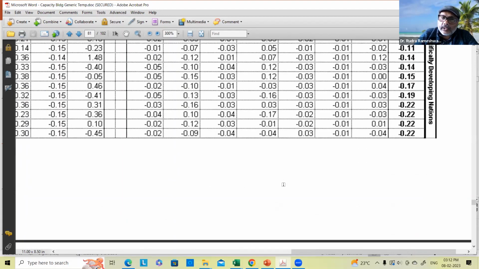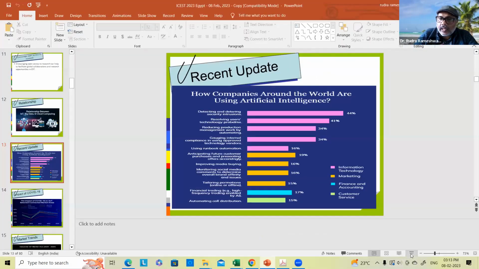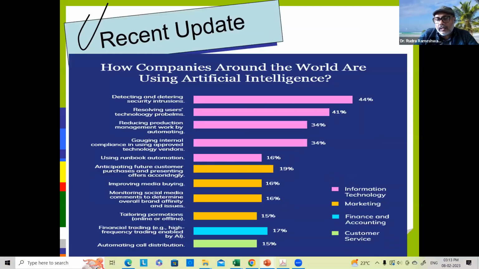So I just thought to share this data with you to understand what I just decided, and you can see this. So that's why people are taking the update word, collaboration, research contribution in the area of artificial intelligence, neural network, and machine learning. ML is there, machine learning. Here you can see IT is more. The pink color shows the IT, how companies around the world are using AI, detecting and deterring security intrusions, resolving user technology problems, reducing productivity.